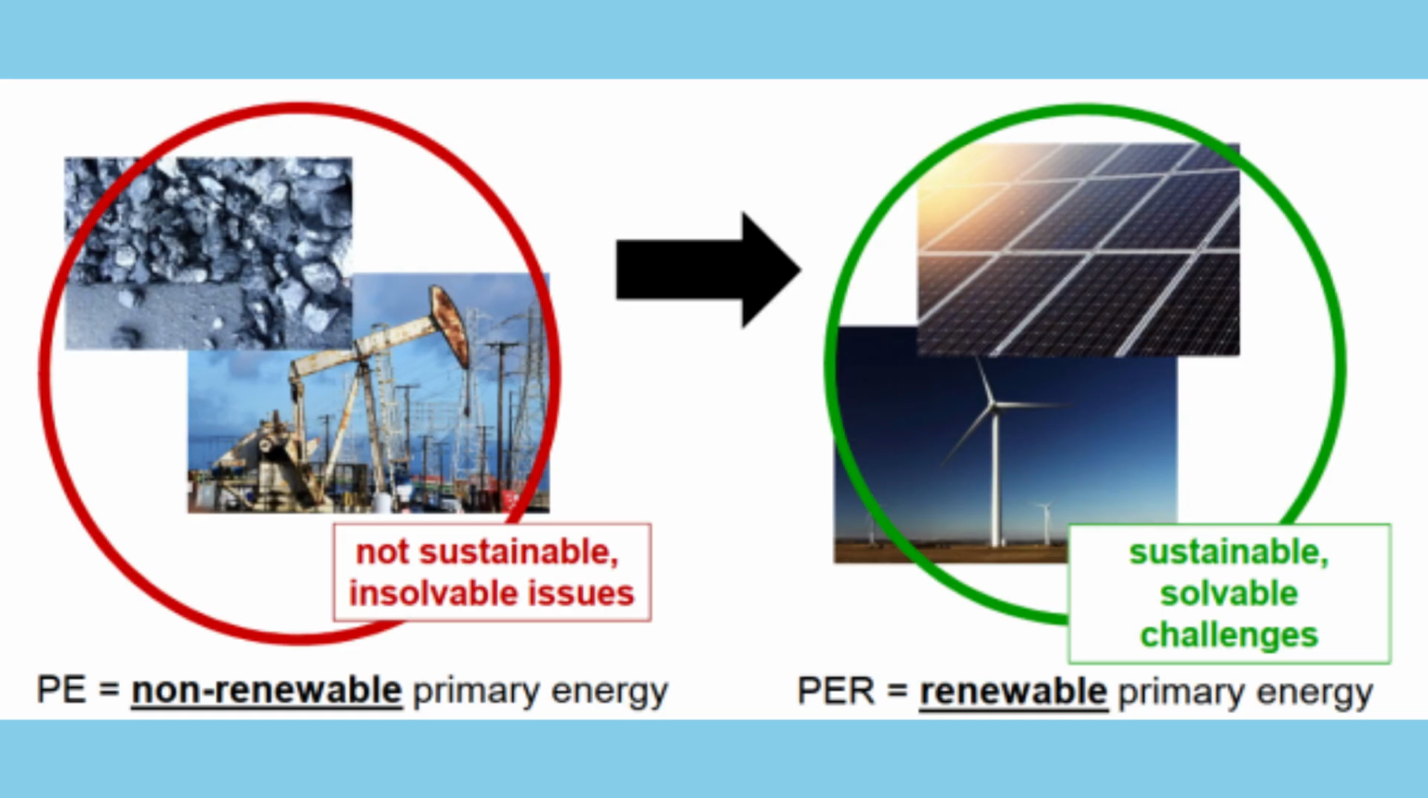Renewable primary energy is energy generated from renewable resources, like electricity from photovoltaics or wind, or heat from solar thermal systems. But here's the important part. Renewable energy is not free of limitations. It requires infrastructure, land, and storage. If storage is needed, there are always losses.